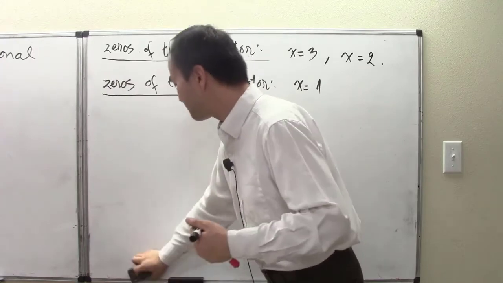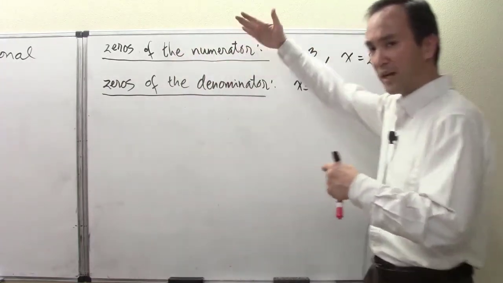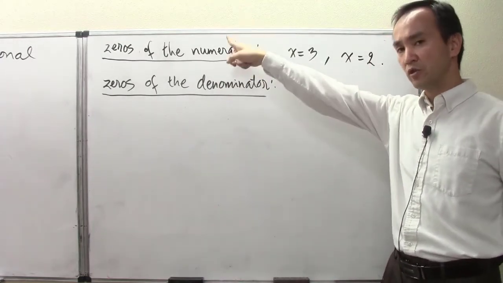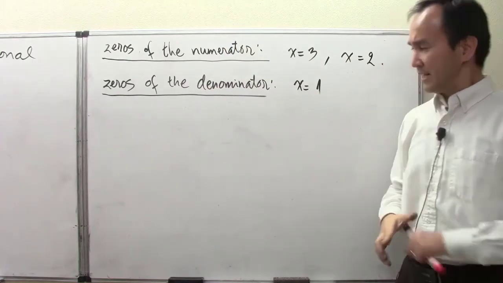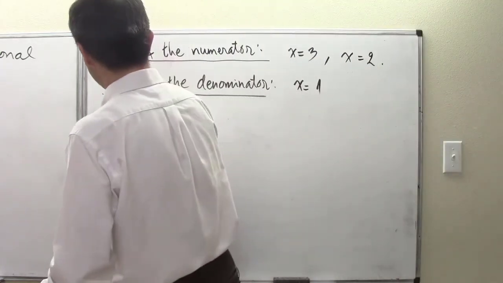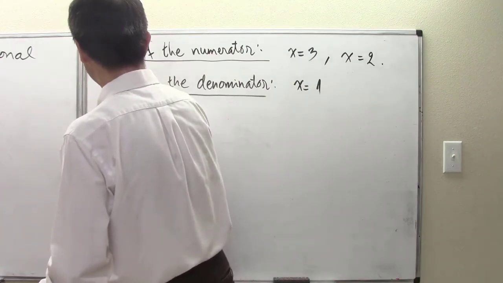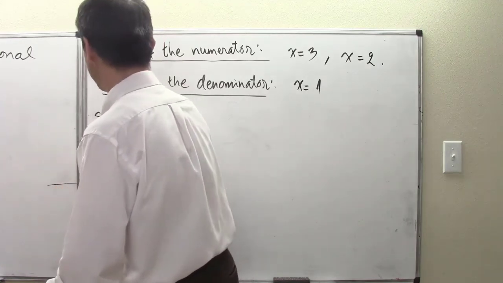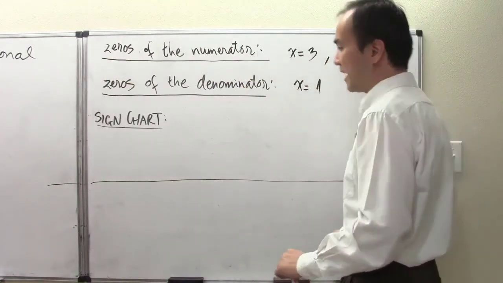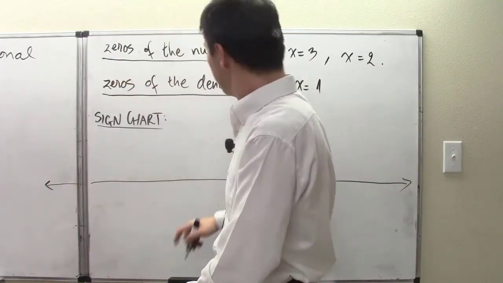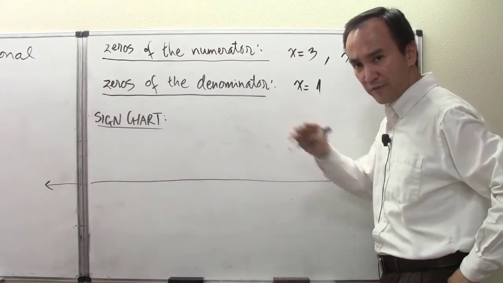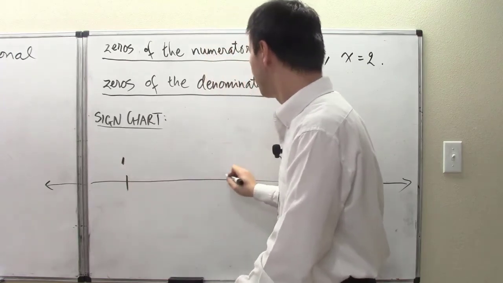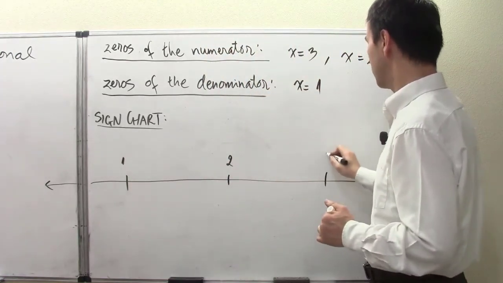All right, so now let's get to work. Here comes the sign chart. By the way, at this point, it's the end of our third step. We have found all zeros from the numerator and the denominator together as a comprehensive list. So now I'm going to construct the sign chart. Here comes my line of real values. We have three separate zeros from the numerator and from the denominator. So increasingly from the left to the right, 1 has to be here, 2 is here, and 3 is here.